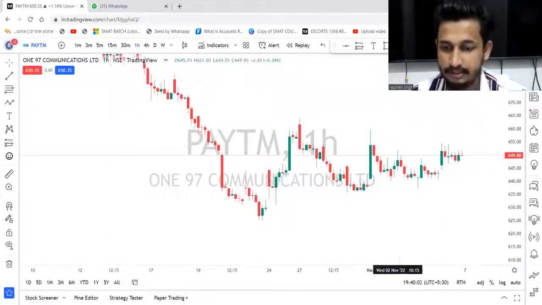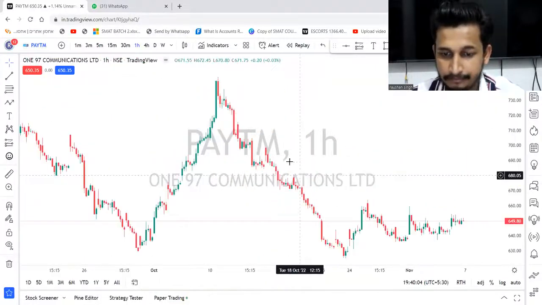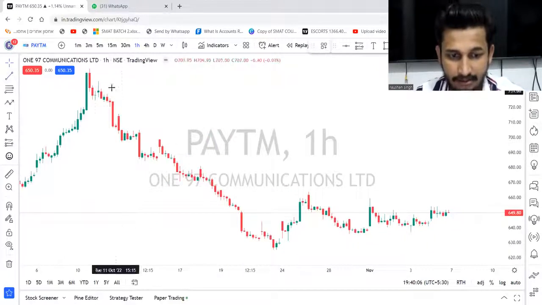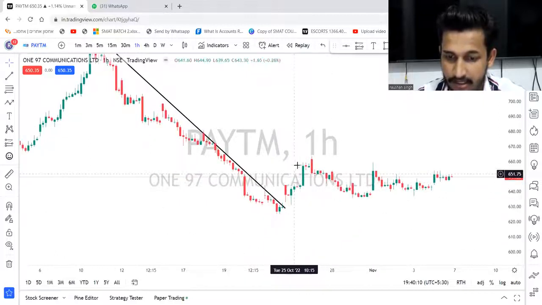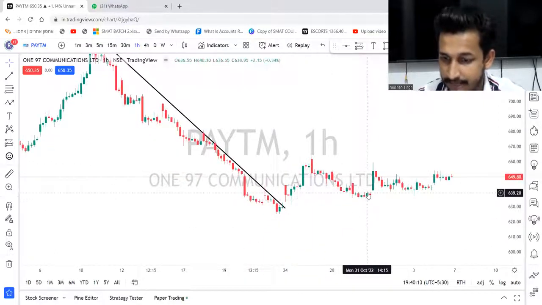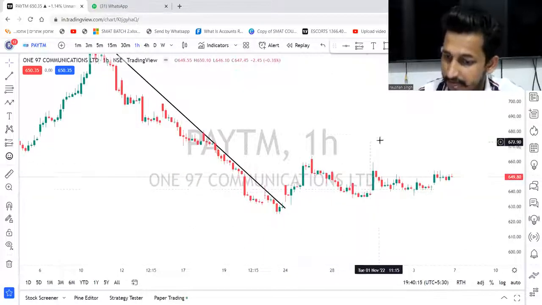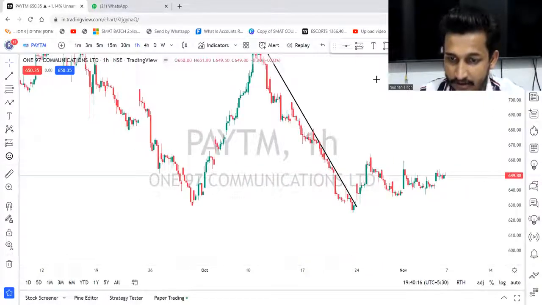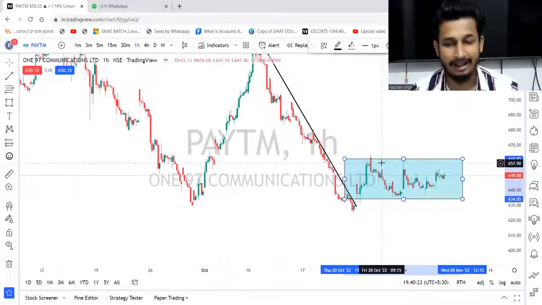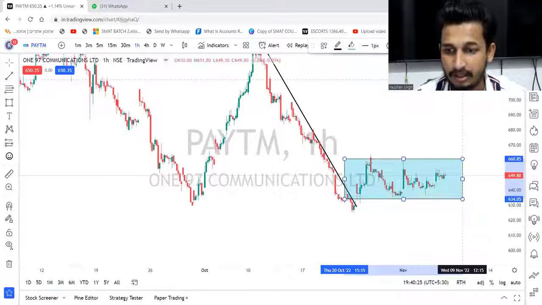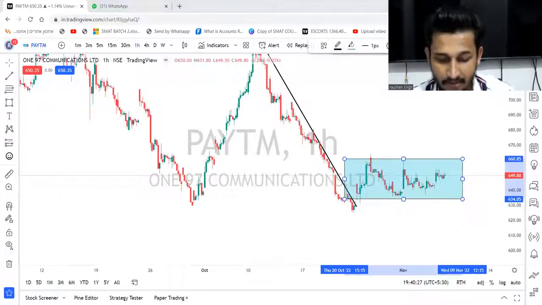So if you see Paytm, it is in downtrend. The trend is almost over. What we needed was a retest. Prices came to this point, and 640 was the level of buying. But right now I can see that the market has gone into a range. This is a sideways market, so I will wait for a breakout, and then I will take the entry over here.